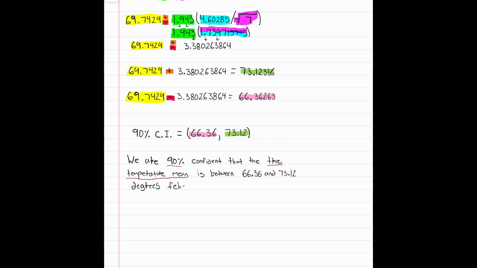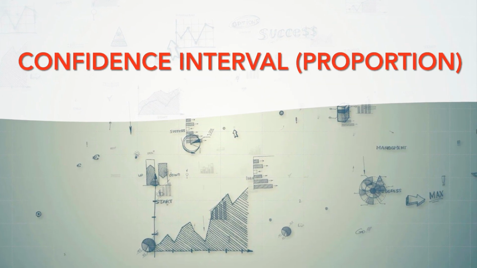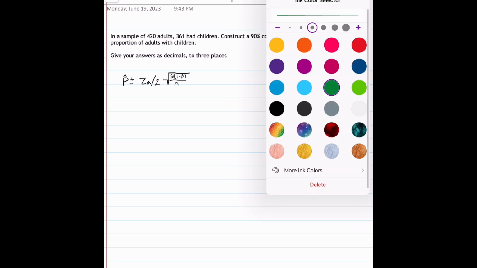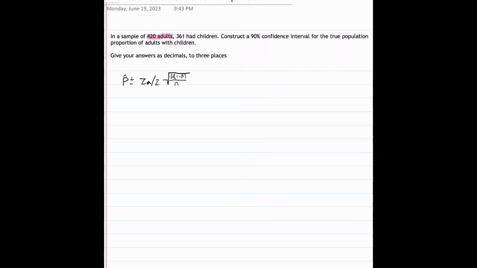And I just went back up to the top just to ensure I was writing the right thing. It's always good to go back to the original problem to make sure everything's correct. Now we're going to be showing an example of a confidence interval for a proportion. So, in a sample of 420 adults, 361 had children. Construct a 90% confidence interval for the true population proportion of adults with children.